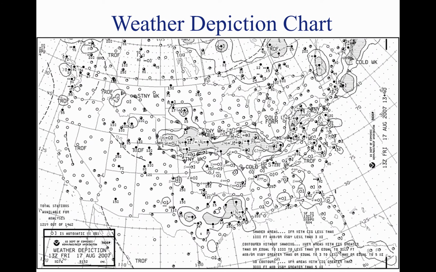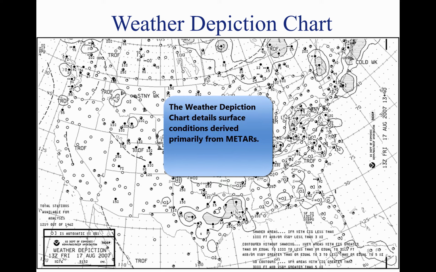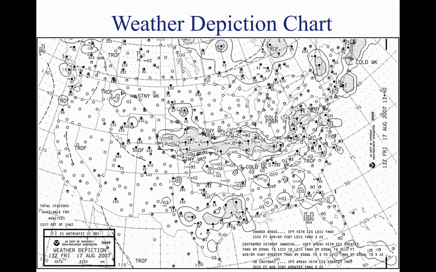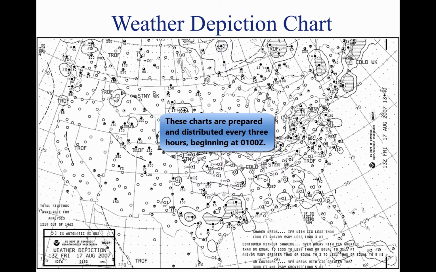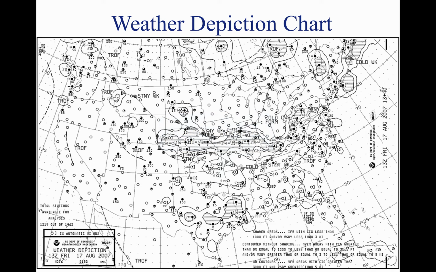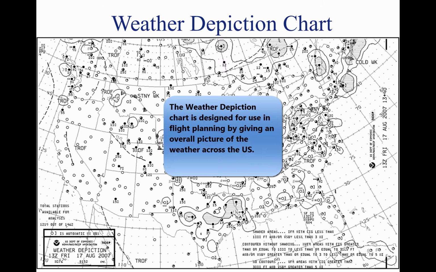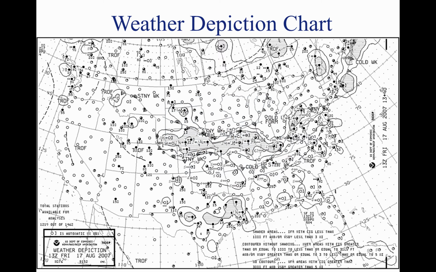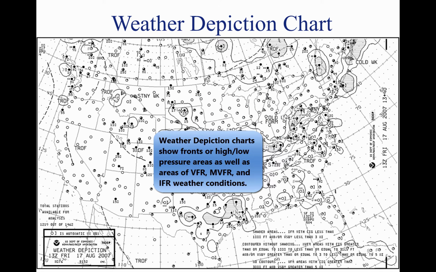A weather depiction chart, shown above, details surface conditions as derived from METAR and other surface observations. The weather depiction chart is prepared and transmitted by computer every 3 hours beginning at 0100 Zulu time and is valid at the time of the plotted data. It is designed to be used for flight planning by giving an overall picture of the weather across the United States. This type of chart typically displays major fronts or areas of high and low pressure. The weather depiction chart also provides a graphic display of IFR, VFR, and MVFR, marginal VFR weather.